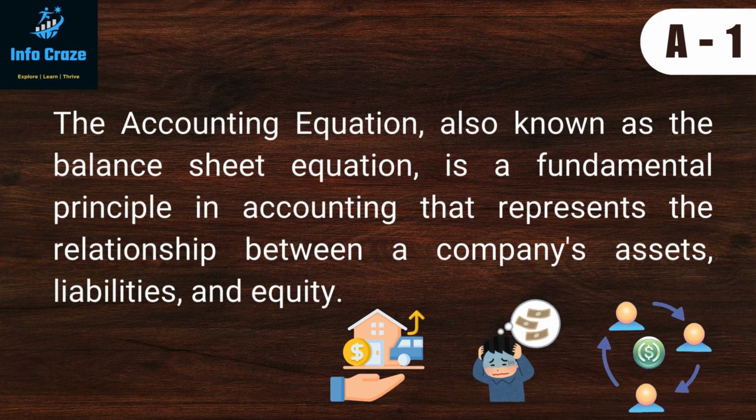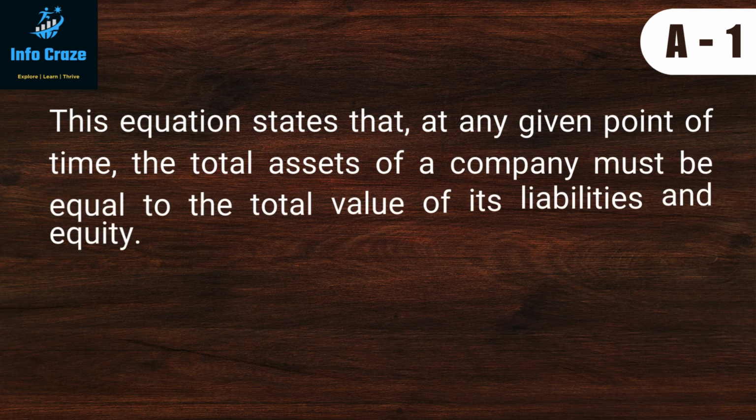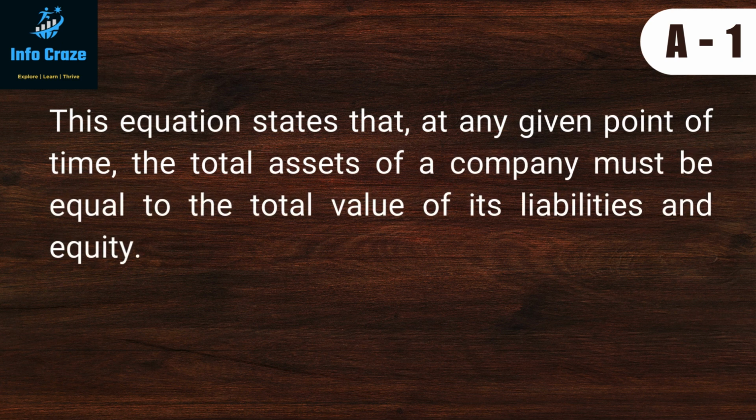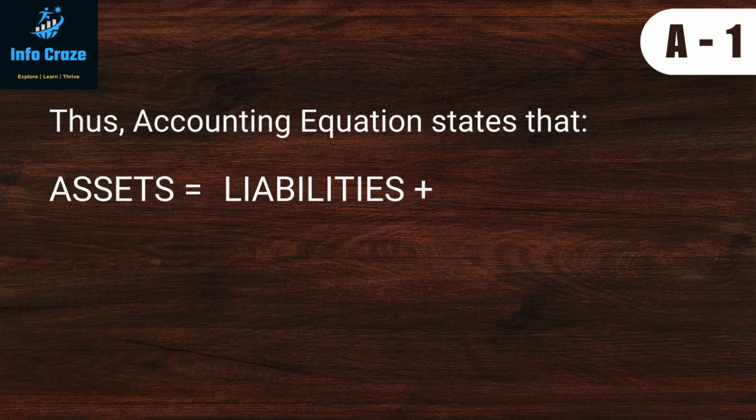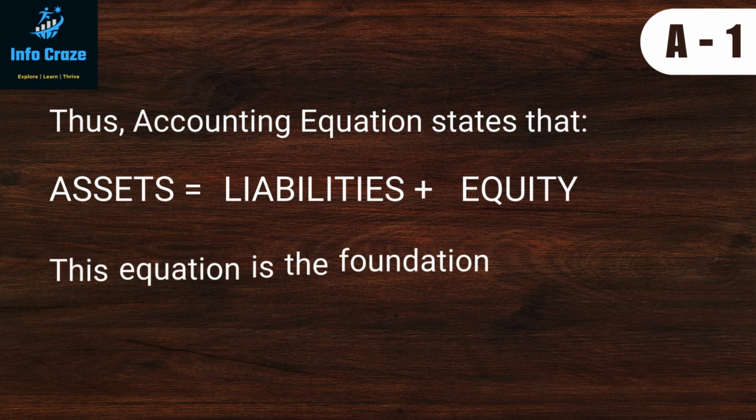This equation states that at any given point of time, the total assets of a company must be equal to the total value of its liabilities and equity. Thus, the accounting equation states that assets equal liabilities plus equity. This equation is the foundation of double entry bookkeeping.